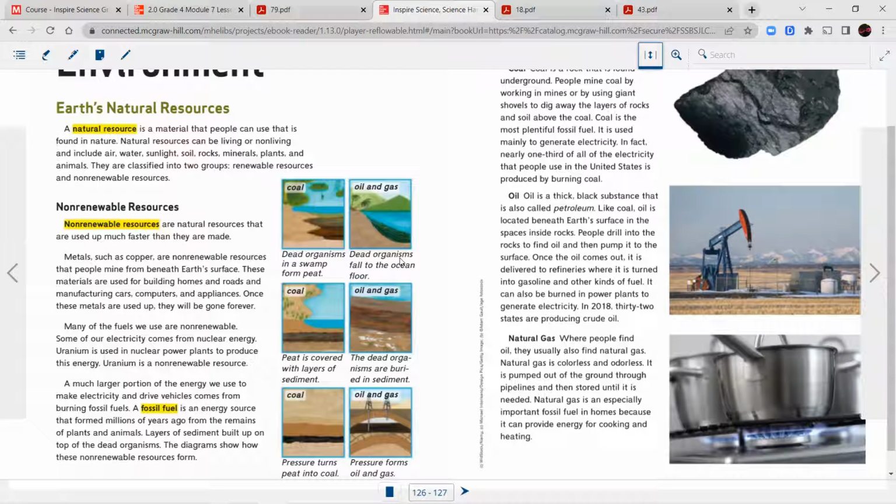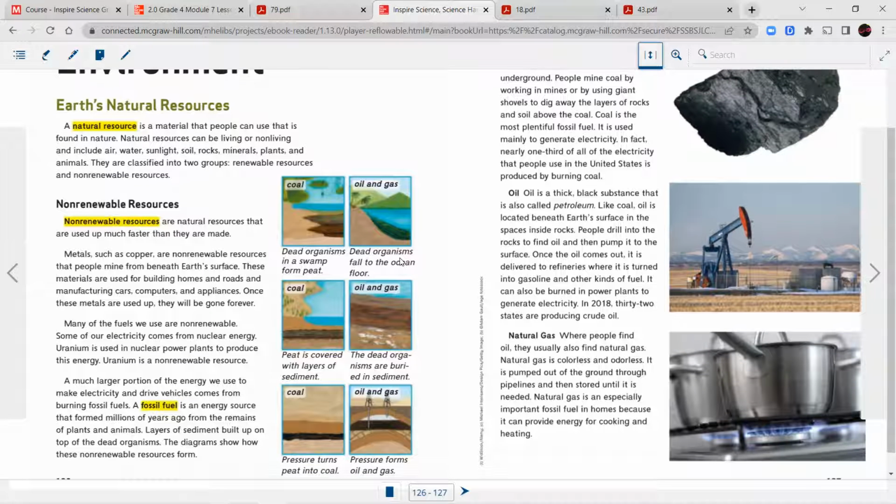Non-renewable resources. Non-renewable resources are natural resources that are used up much faster than they are made. Metals, such as copper, are non-renewable resources that people mine from beneath the Earth's surface. These materials are used for building homes and roads and manufacturing cars, computers, and appliances. Once these metals are used up, they'll be gone forever.